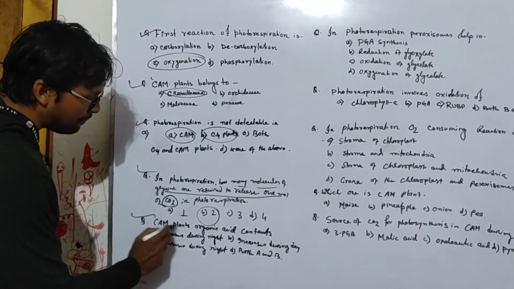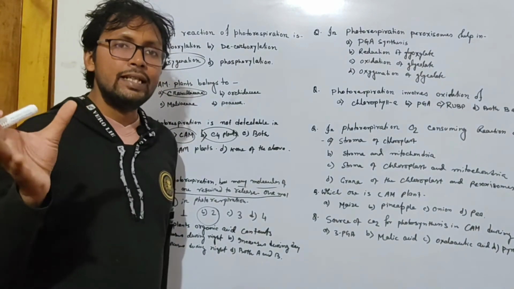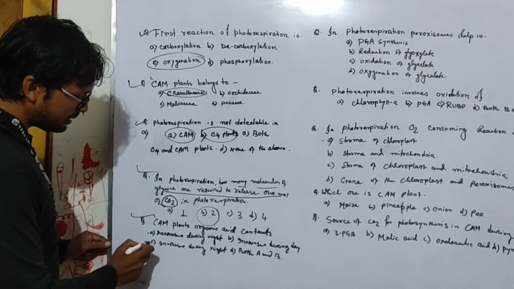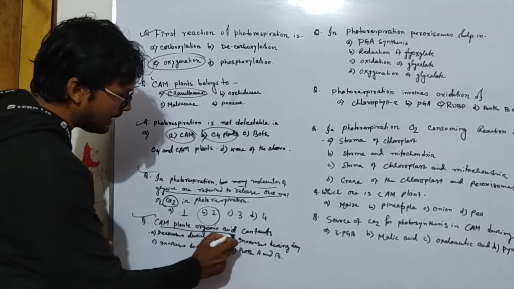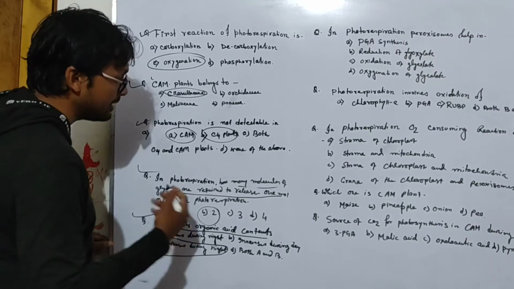Now the CAM plants' organic acid content, that is the malic acid concentration, is increased during the night. So the answer is that the CAM plants' organic acid content is increasing during the night. Okay, it increases during the night.